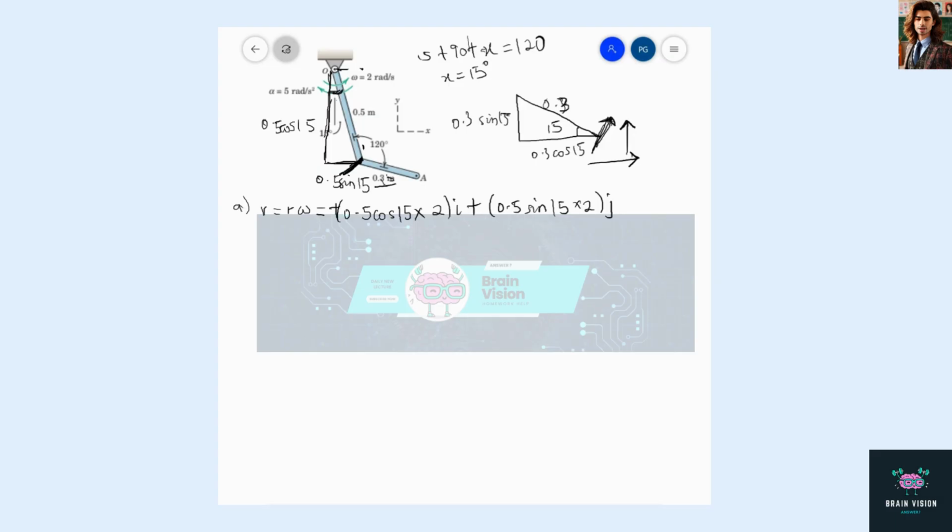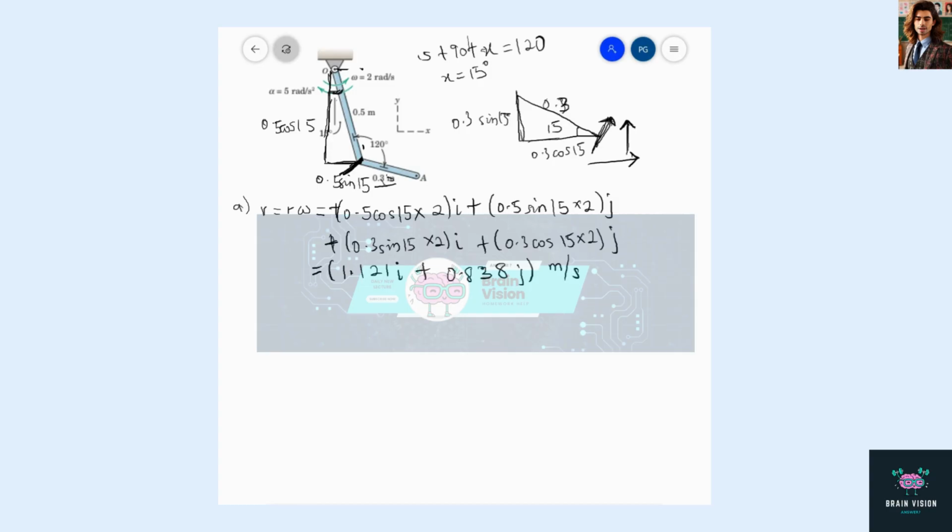So we're also going to add this, and if we take the horizontal first, we're just going to have plus 0.3 sine 15 times 2 i, and then the vertical, this will be the radius, 0.3 cos 15 times 2 j, and our result is going to be 1.121 i plus 0.838 j. And this is in meters per second.